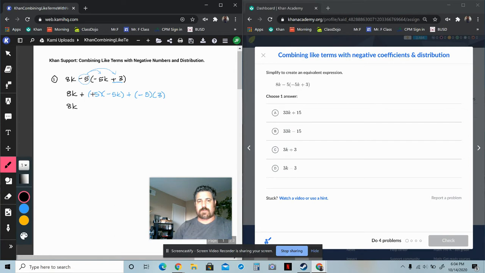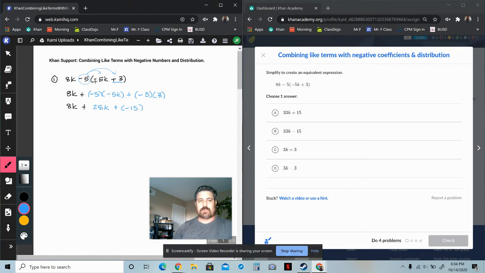And then you're going to multiply negative 5 times negative 5k. And what is a negative times a negative? Positive. So ultimately, this is like plus, right? That stays the same. And then you have positive 25k, because 5 times 5 is 25. So we have plus 25k here. And then you're going to add to that the product of negative 5 and 3, which is negative 15. So ultimately, what you're really looking at is 8k plus 25k plus negative 15.